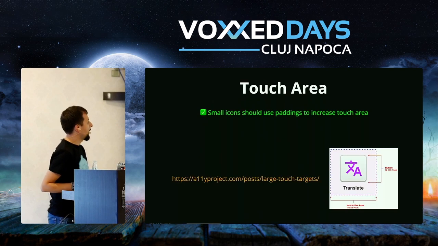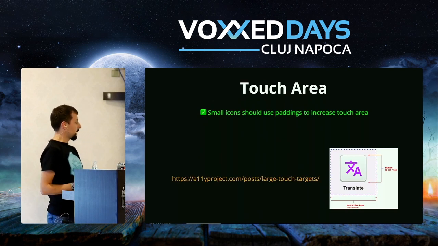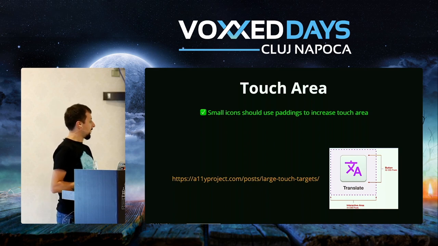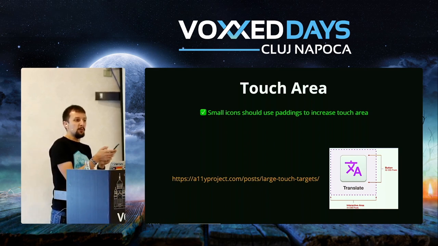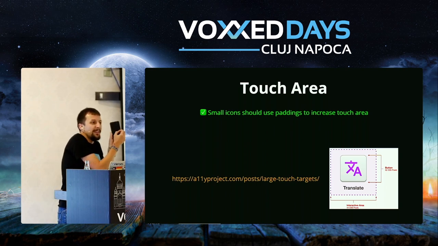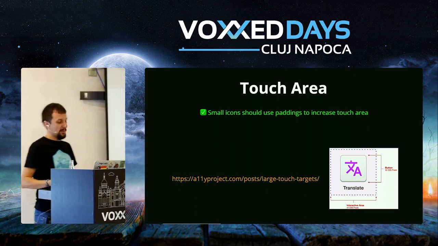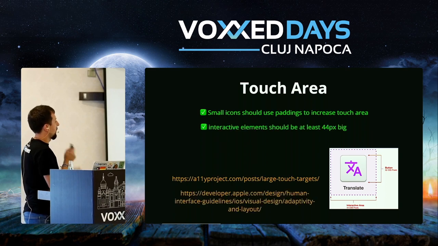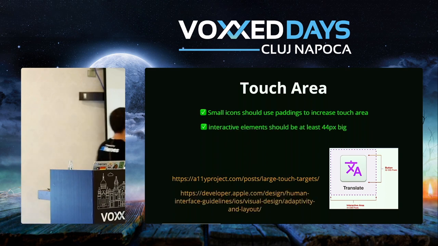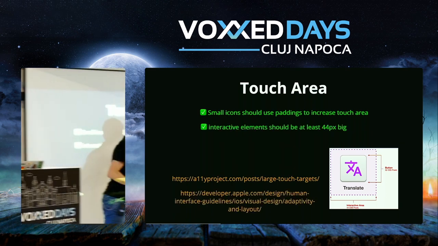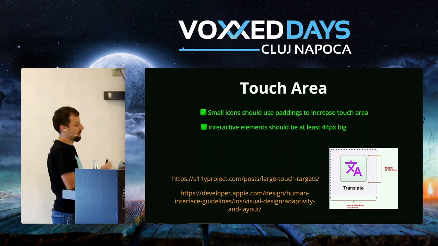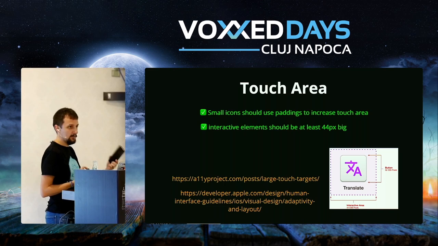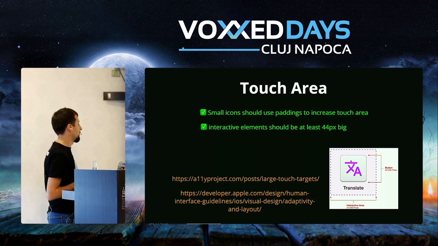And finally, touch area. This is specifically, of course, for touch devices, mostly for mobile. I'm pretty sure you went to websites which was really hard to tap on something because it's a very small little icon there that you had to open something. You should use paddings to increase the touch area. It's recommended that you have at least 44 pixels of screen for the touch event. Otherwise, it can get hard.